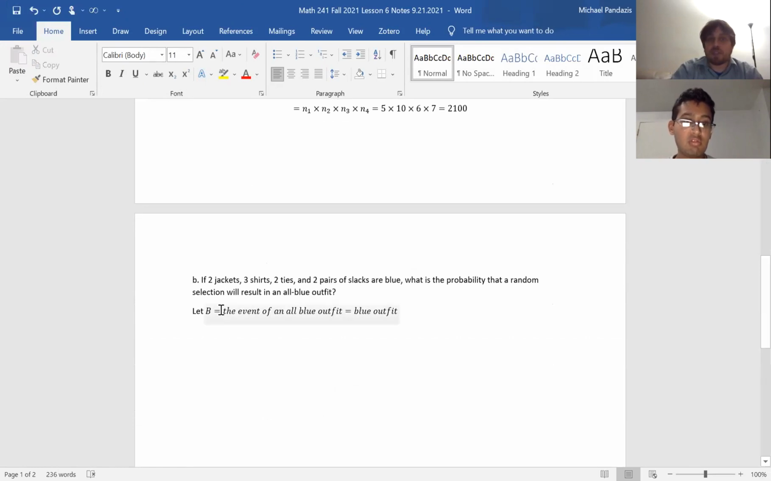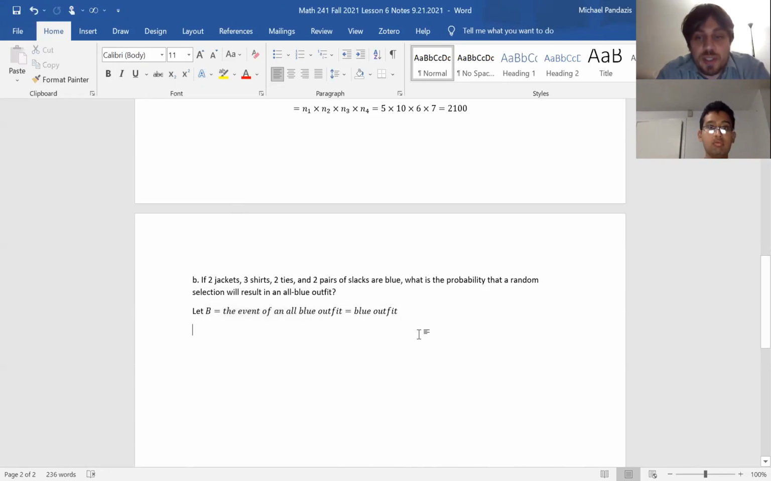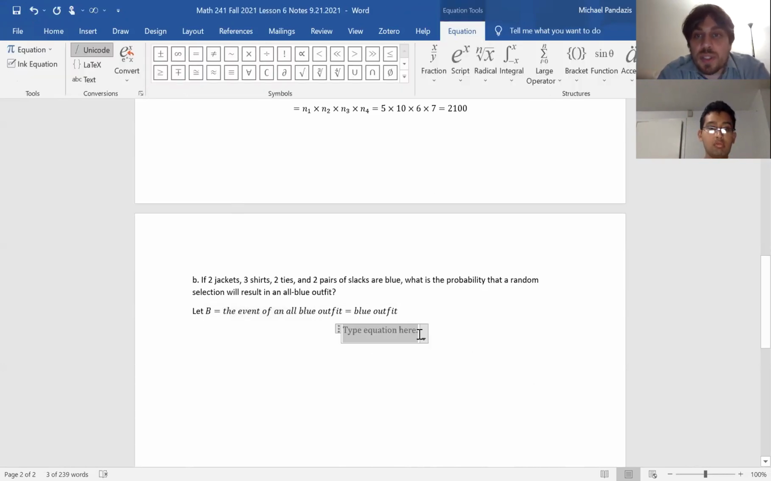So you can abbreviate. You can cut short the naming of these events. But if you're confused by what an event is, you should write it out so you understand what you're doing. Okay, so let B equal the event of an all blue outfit, which is a blue outfit. Another way to say it shorter. Now the question is, what is the probability that a random selection will result in an all blue outfit? So it's asking, what is the probability of this event B, right? B is the event of an all blue outfit. And the question is, what is the probability of an all blue outfit? So we want to find P of B.